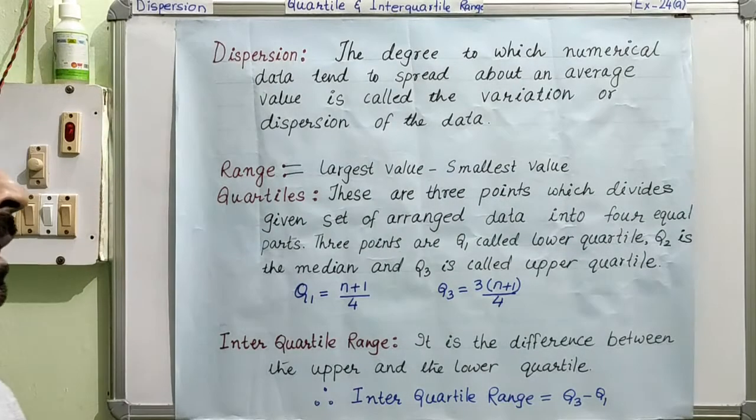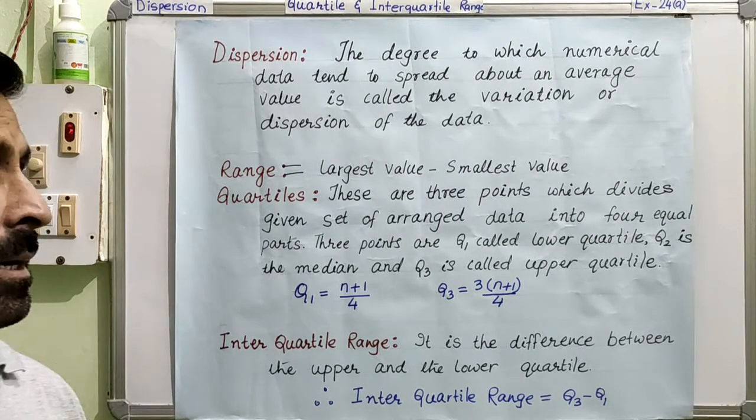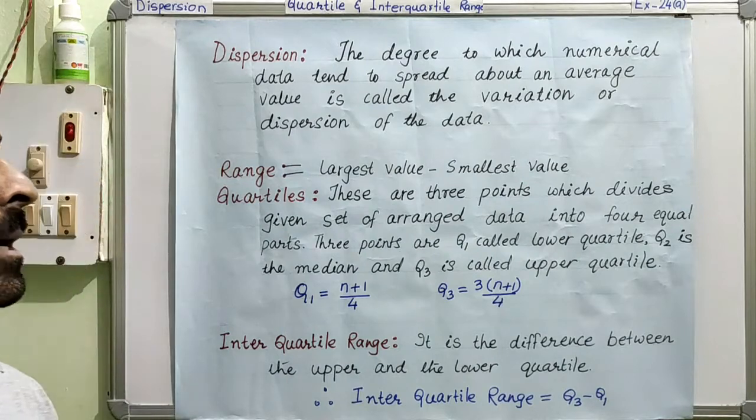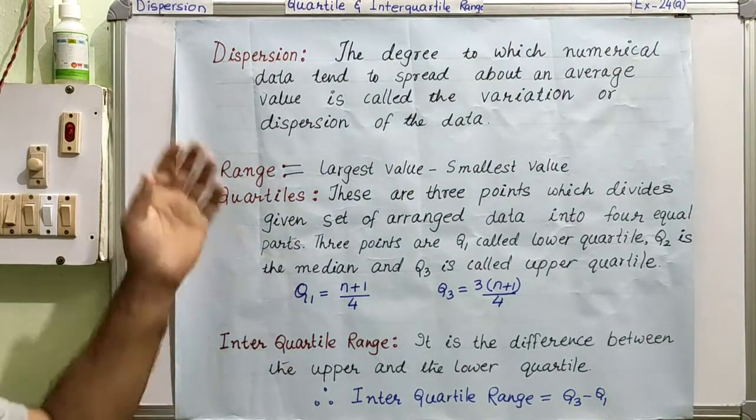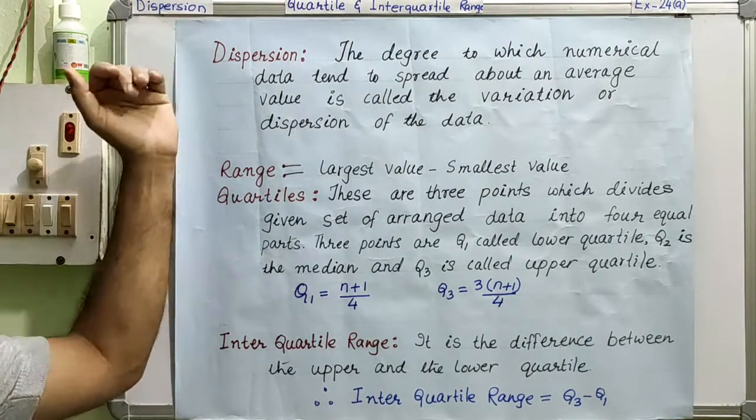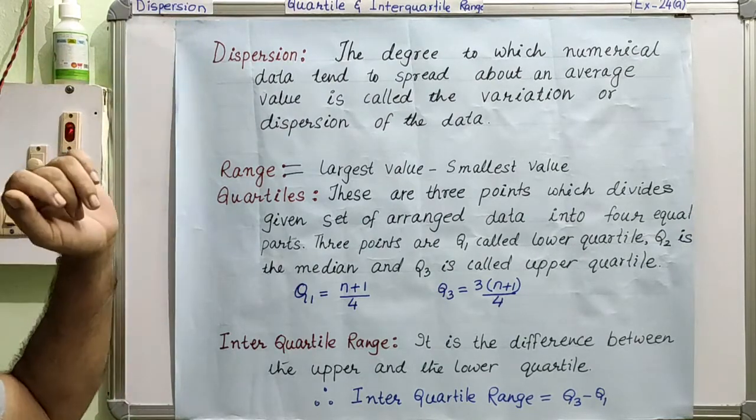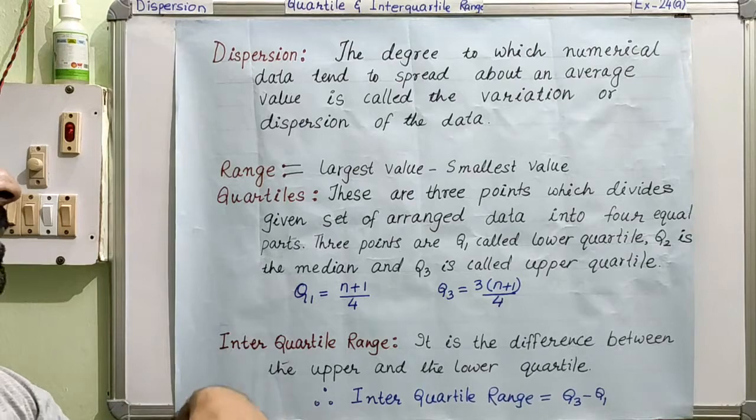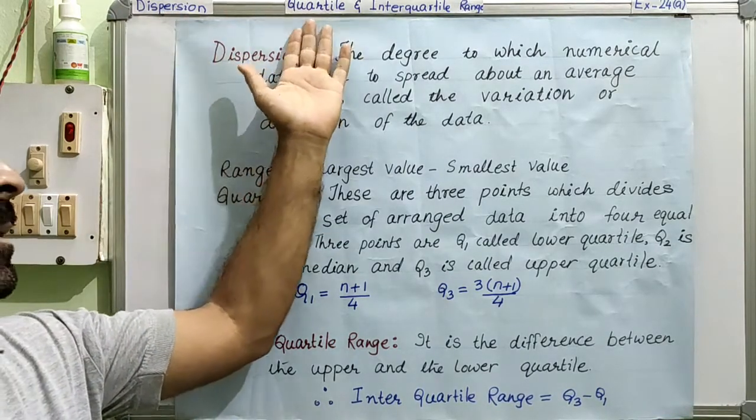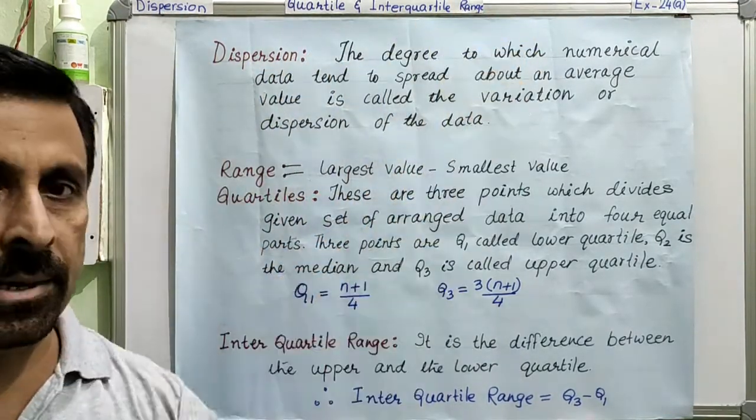Good morning. Today we are going to start the 24th chapter. It is about dispersion. That unit is dispersion. In this chapter, today's topic will be quartile and interquartile range.